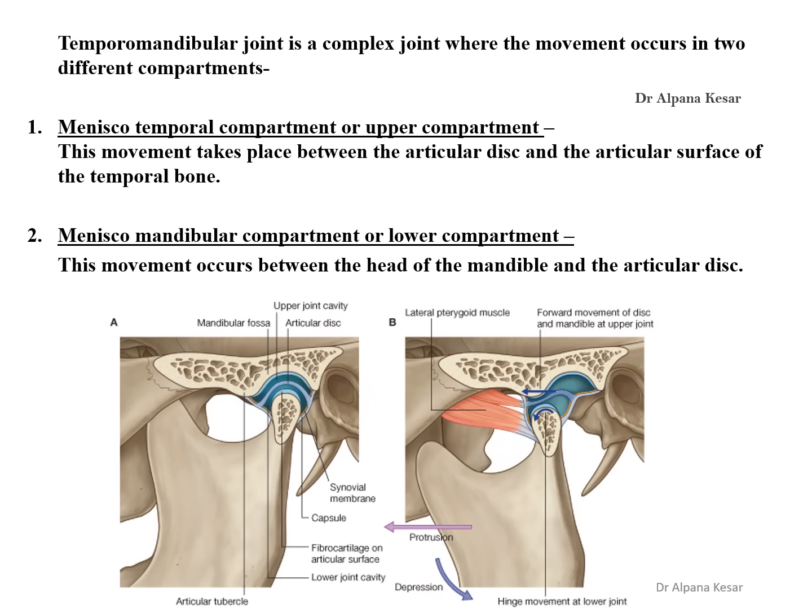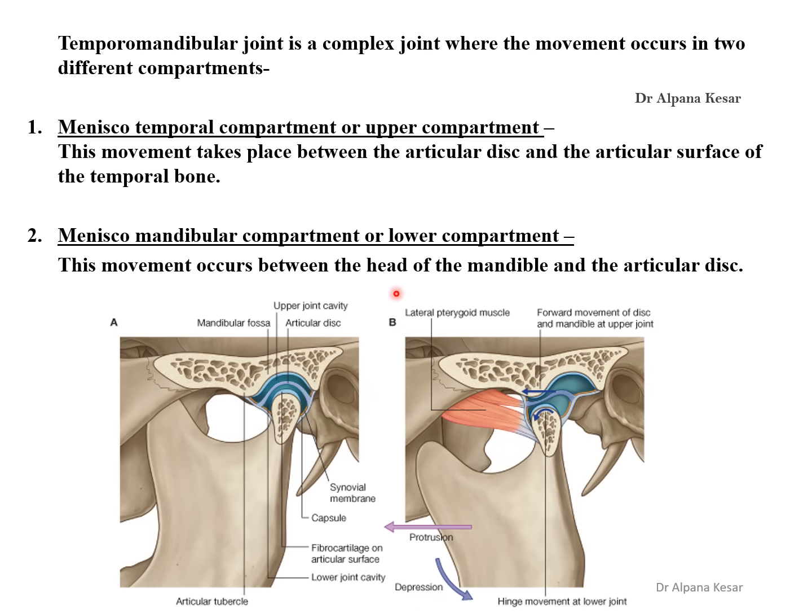Temporomandibular joint is a complex joint which has articular disc present in its joint space. The articular disc divides the joint space into upper and lower compartments. Upper compartment is also known as meniscotemporal compartment, which is present between the articular disc and the temporal bone. The movement takes place between the articular disc and the articular surface of the temporal bone, in which the sliding and gliding movements take place to bring about protrusion and retrusion of mandible.